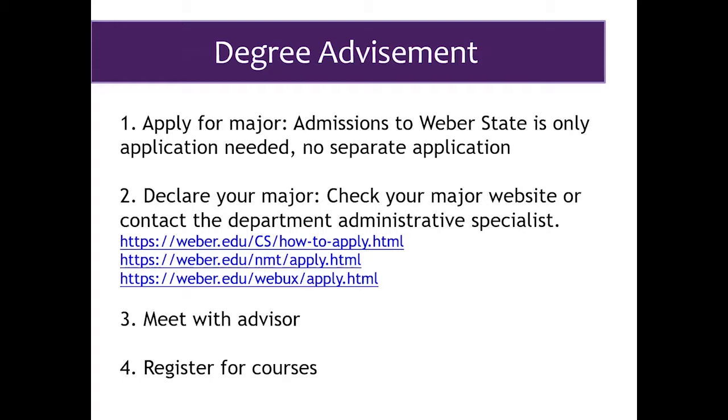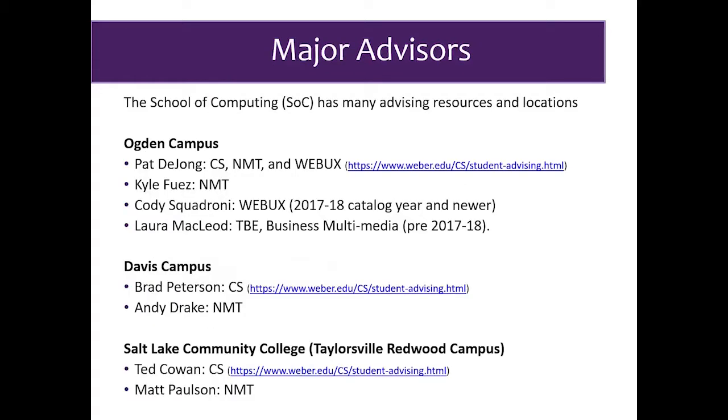From here, you should apply as a Weber student if you have not yet done so. You can declare your major through the admissions process or through your degrees advisor or secretary. You should also register for courses immediately. You can register for courses prior to being declared into a degree. This page lists the many advisors available to you. The supplied URLs also allow you to book an appointment with some advisors.